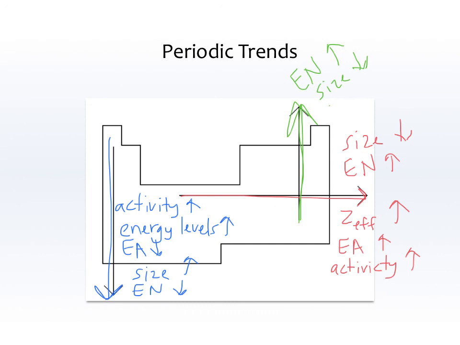The activity for nonmetals only will increase if you're going up. If you're going up on the metal side, the activity will decrease. So sodium will react much less violently with water than francium will. And the effective nuclear charge will increase because the electrons are much, much closer to the nucleus.